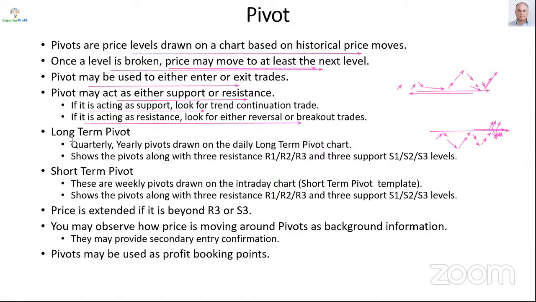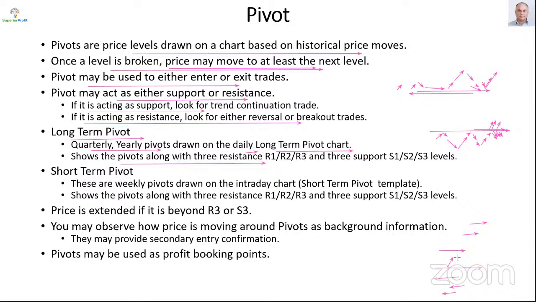We have two durations of pivots. Long-term pivots, they are quarterly and yearly pivots drawn on the daily chart on the long-term pivot chart template. This shows the pivots along with three resistance support lines, R1, R2, R3, three resistance lines. So if this is a pivot, it's a yearly pivot, there will be R1, R2, R3, and then there will be S1, S2, let's say S3.